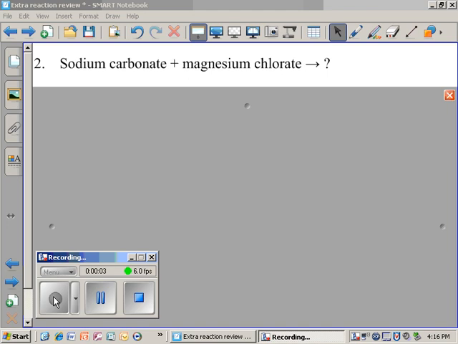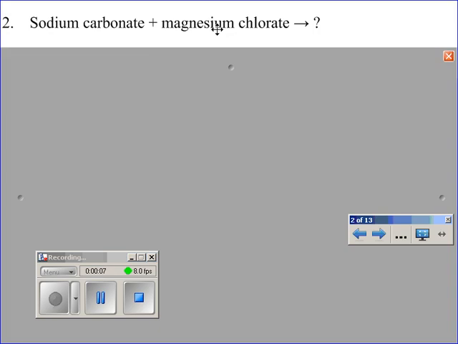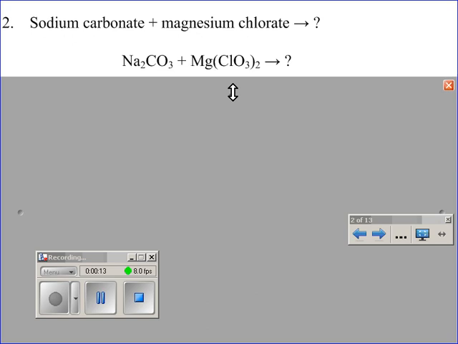All right, in problem number 2, we've got sodium carbonate and magnesium chlorate. And we have the question, what kind of a reaction is this? To begin with, I like to write them down, get the formulas correct. And now we come up with the, gee, what could happen here?